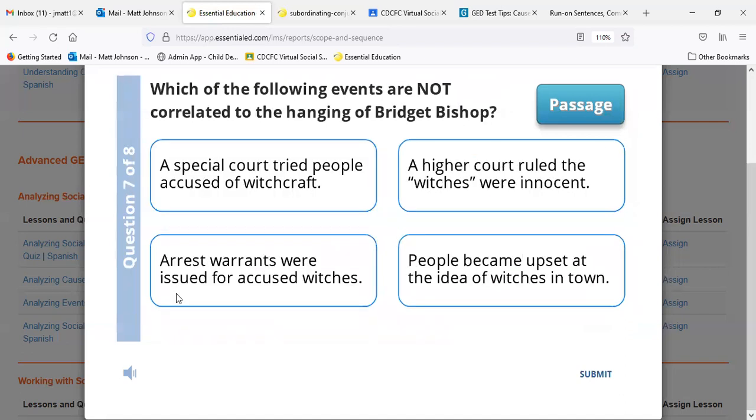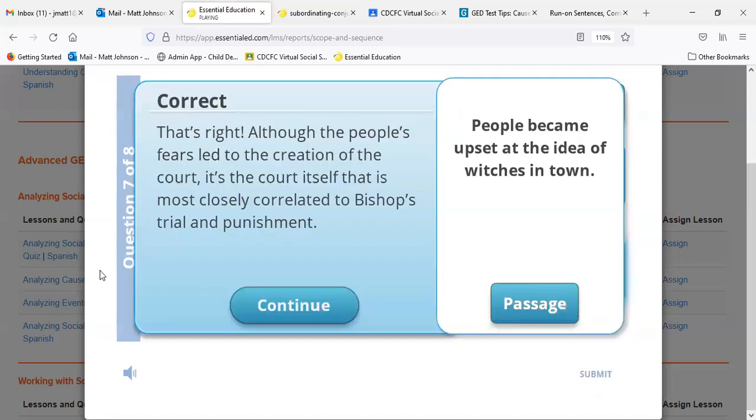All right, number 7. So which of the following events are not correlated to the hanging of Bridget Bishop? A special court, or sorry, people become upset at the idea of witches. So not correlated, people becoming upset at the idea of witches in town. Right. Although the people's fears led to the creation of the court, it's the court itself that is most closely correlated to Bishop's trial and punishment.